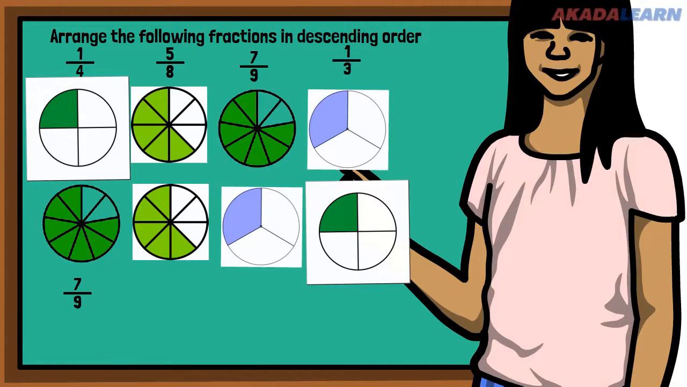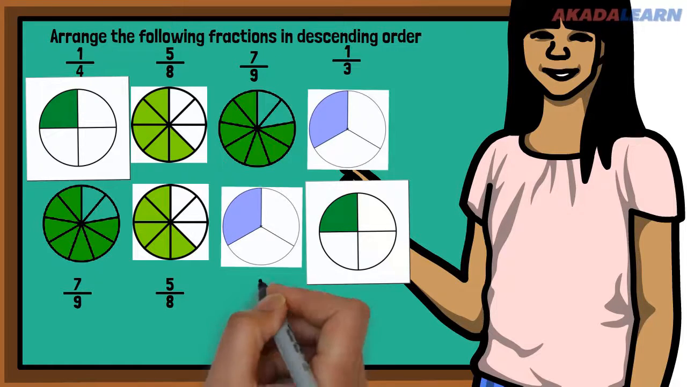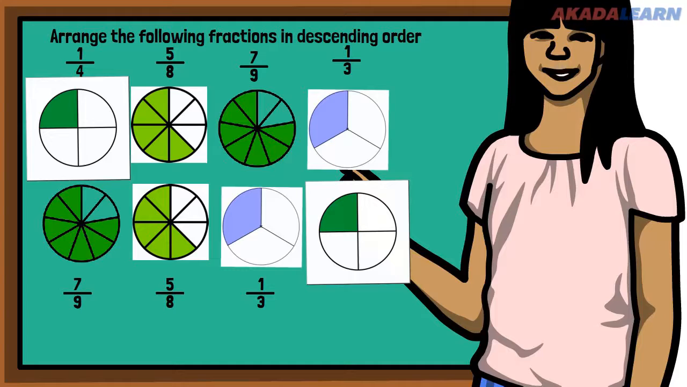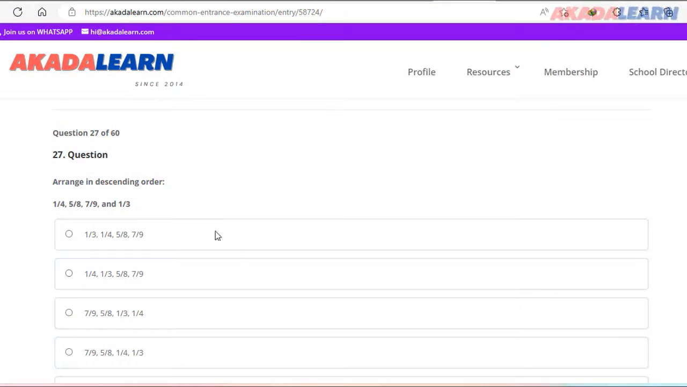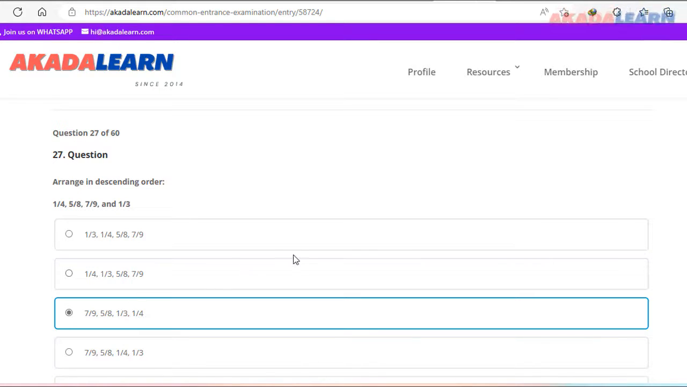So that's 7 over 9 first, 5 over 8 second, 1 over 3 third, and last but not least 1 over 4. So we can see that the answer to that is 7 over 9, 5 over 8, 1 over 3, and 1 over 4, which is this.